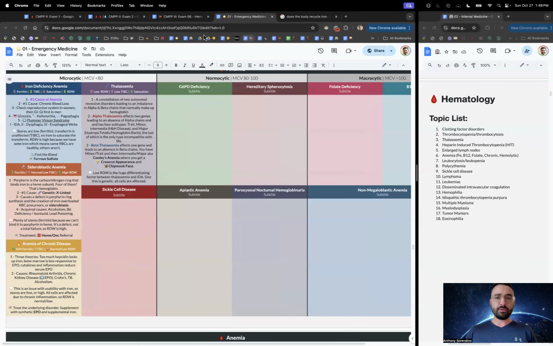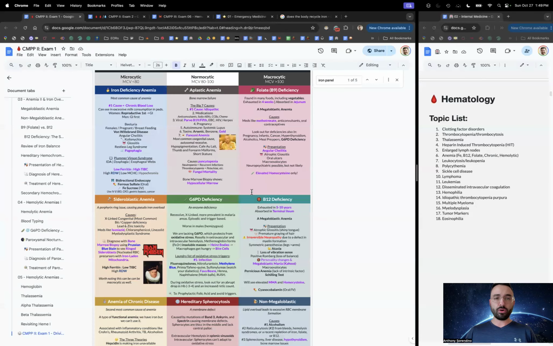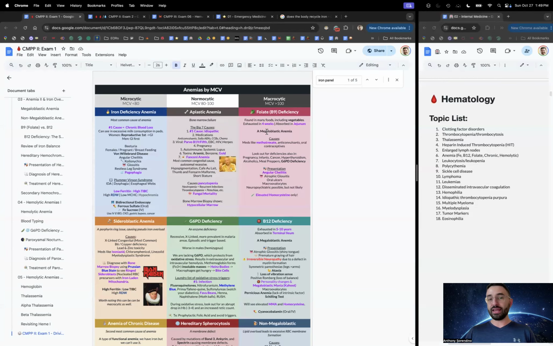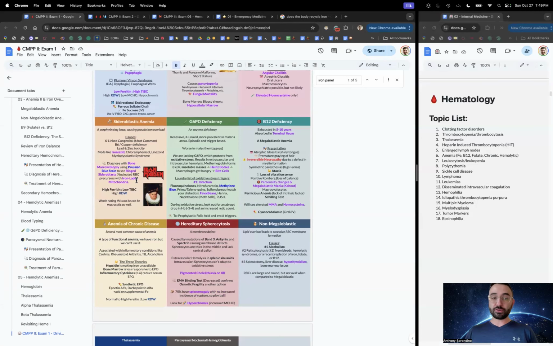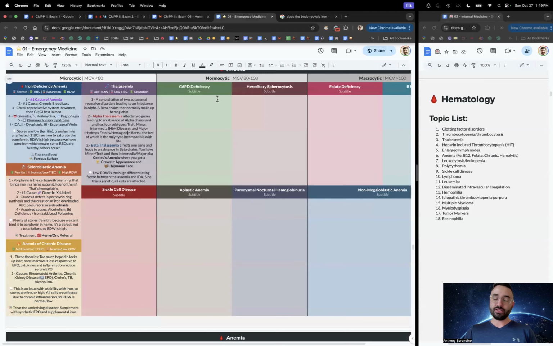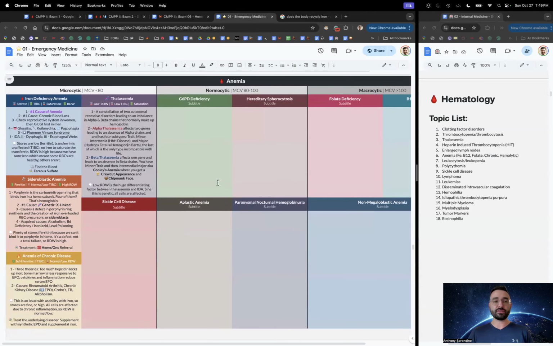And the way I have this table set up, and I think this is really important from a spatial studying standpoint, is everything on the left is microcytic. You can see the MCV less than 80. Everything in the middle is normocytic, and everything on the right is macrocytic. And in fact, that spatial relationship helped me get some questions right on my OSCE, because I could just picture my table and it was a low MCV, and I just unloaded everything that was on the left side of the chart. So it's so helpful to organize stuff like this.